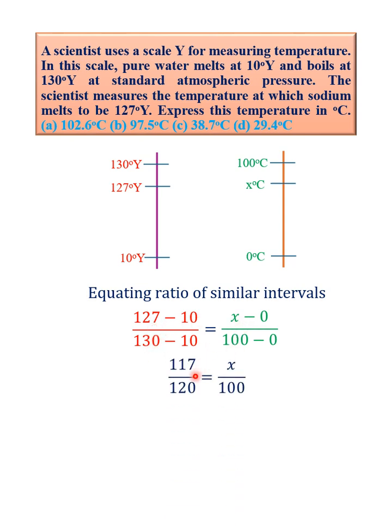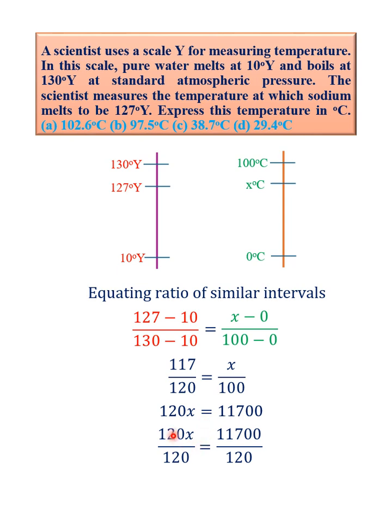127 minus 10 gives us 117. 130 minus 10 gives us 120, and that is equal to x minus 0 is x, over 100 minus 0 is 100, which is the fundamental interval. At this point, to find the value of x, we just cross multiply. 120 times x gives us 120x equal to 117 times 100 gives us 11700. To find the value of x, we divide both sides by 120.